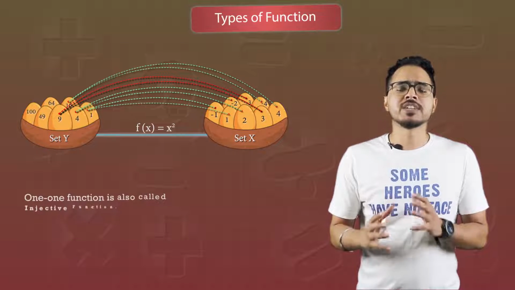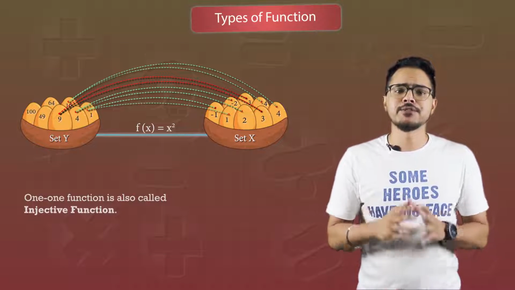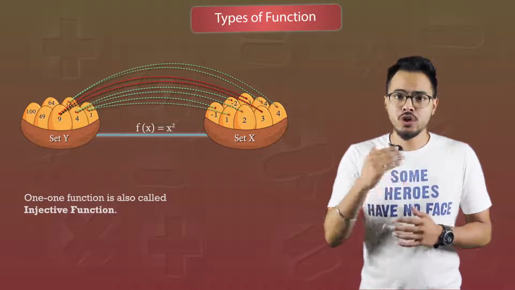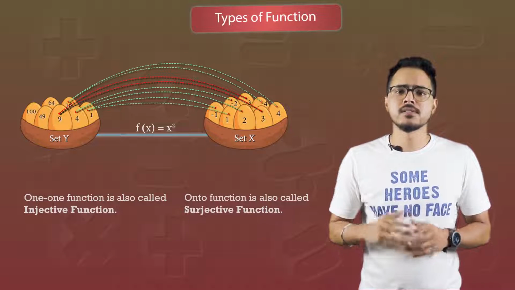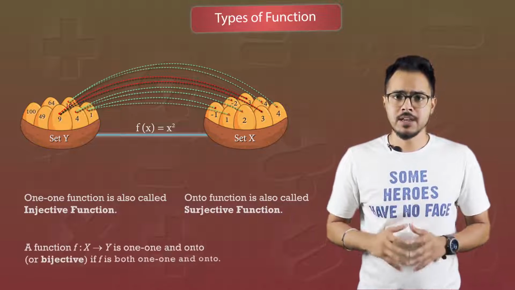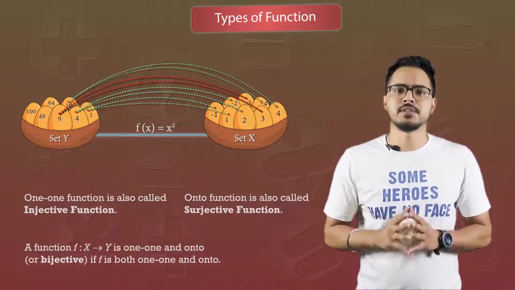So one-to-one functions are also known as injective functions, and onto functions are also known as surjective functions. Together they are known as bijective functions.